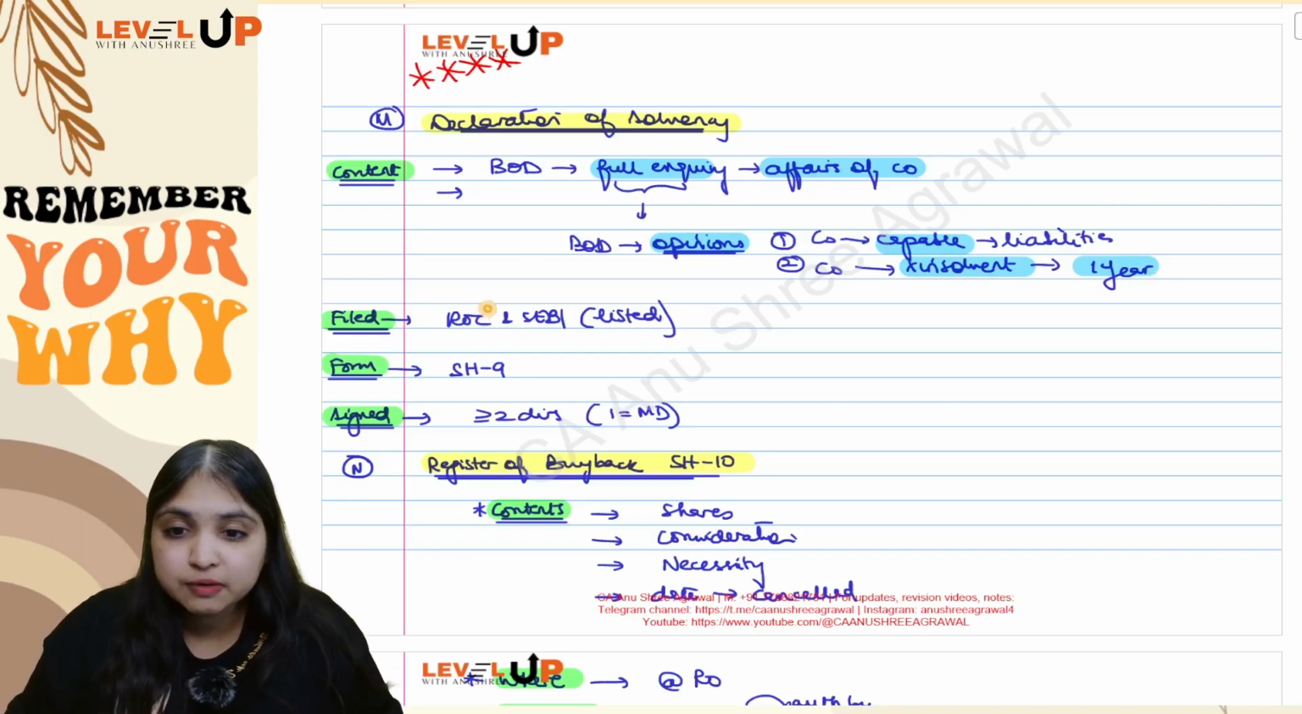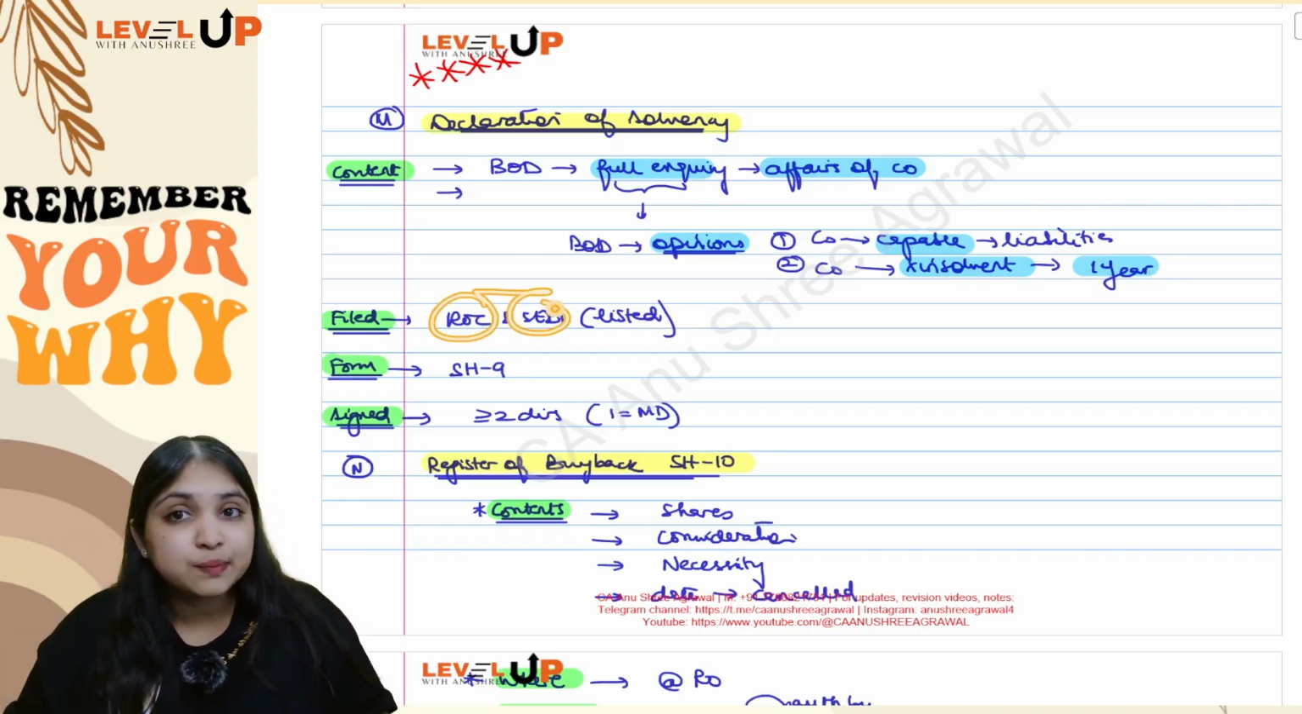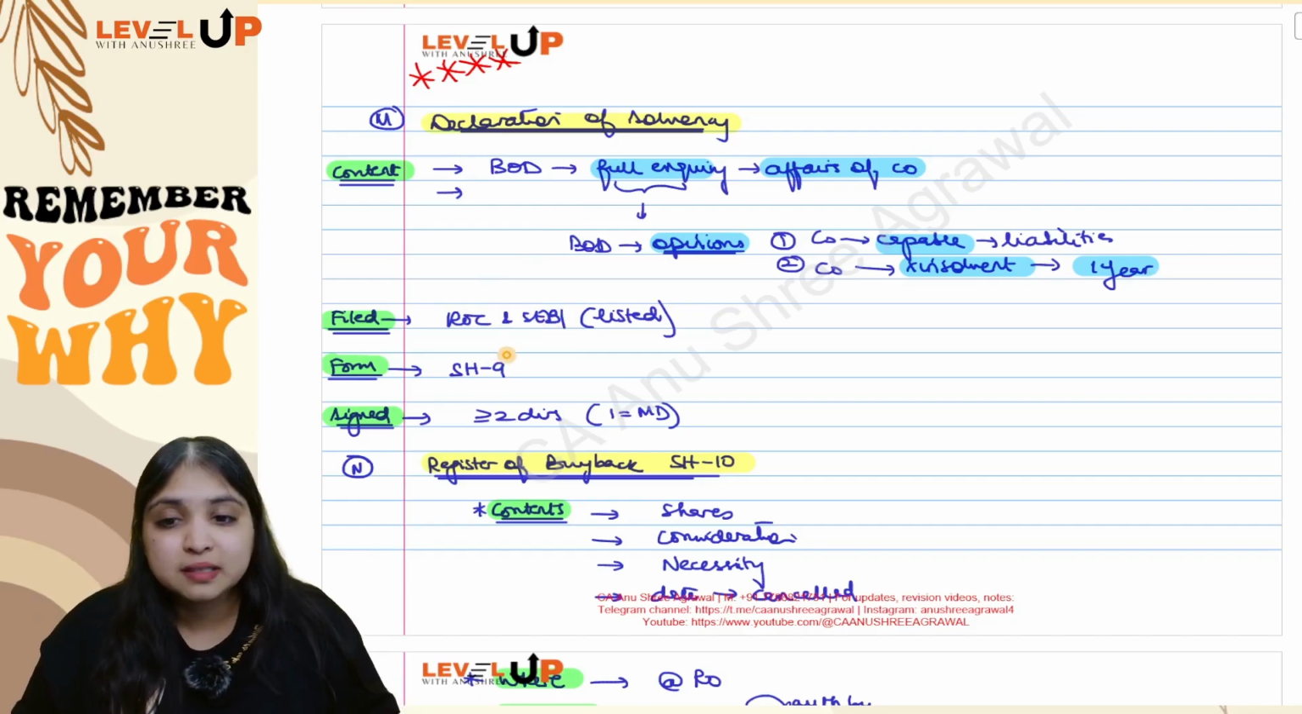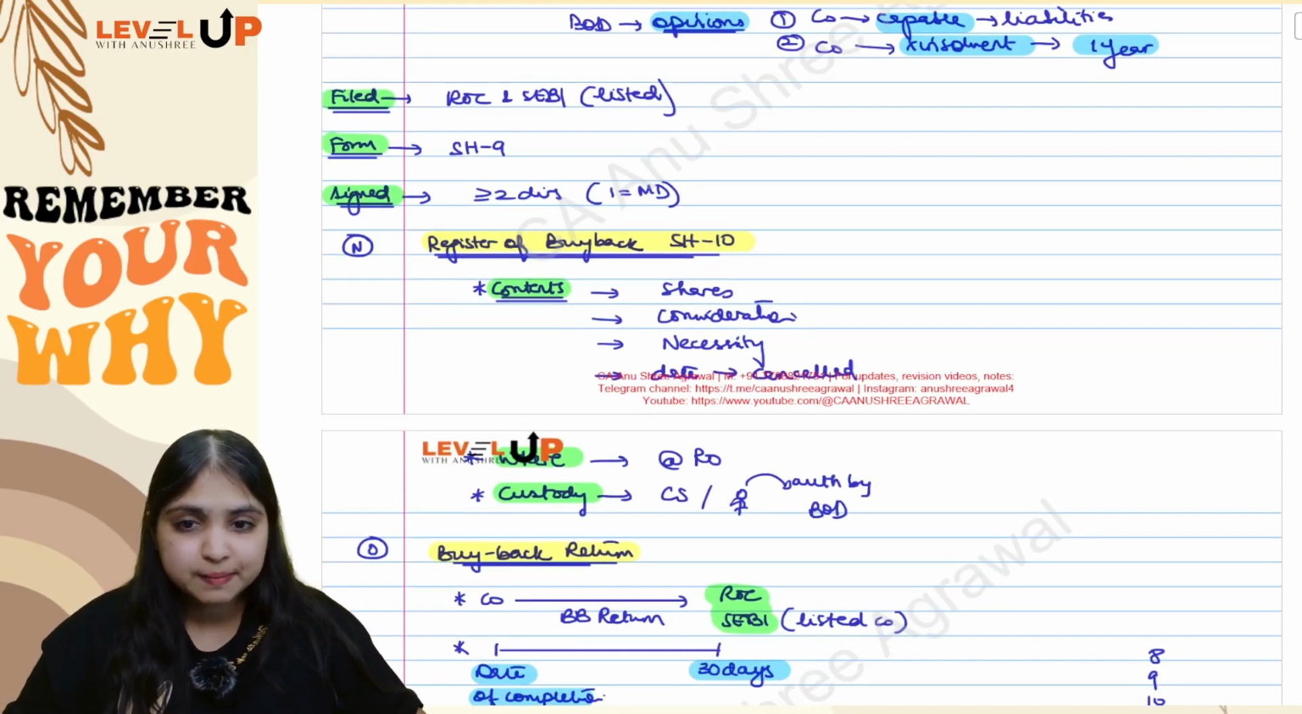This declaration has to be filed with both ROC and SEBI. We will file it with SEBI only if the company is a listed company. This declaration will be in form SH9. It has to be signed by at least 2 directors, one of whom will be the managing director.